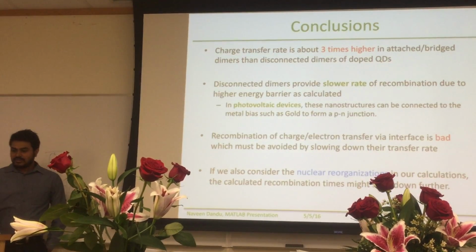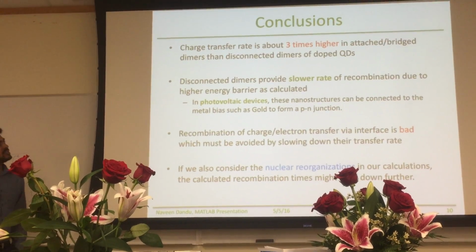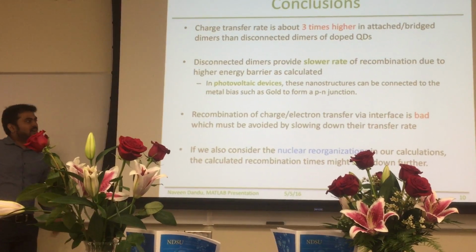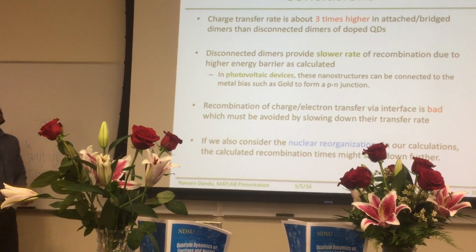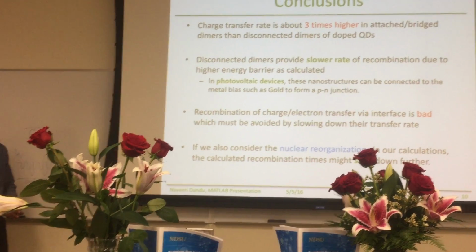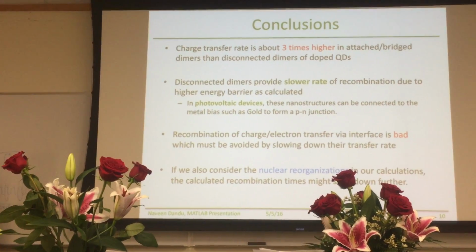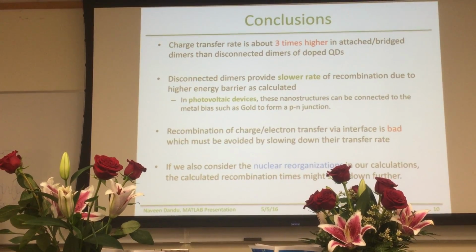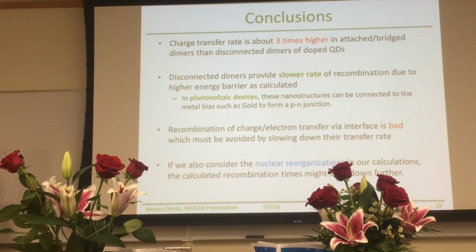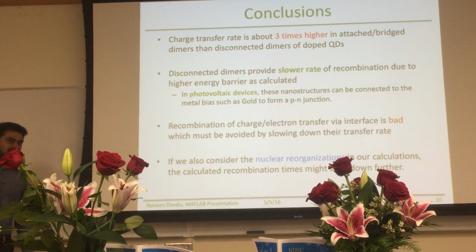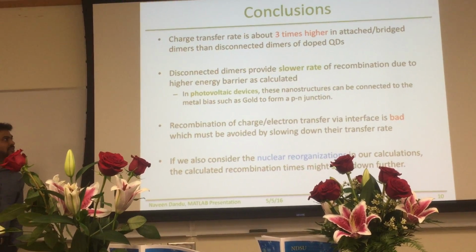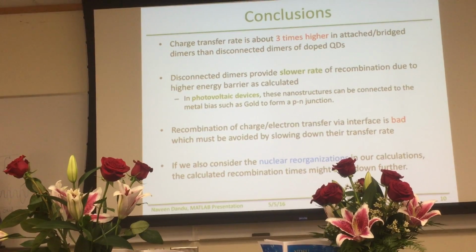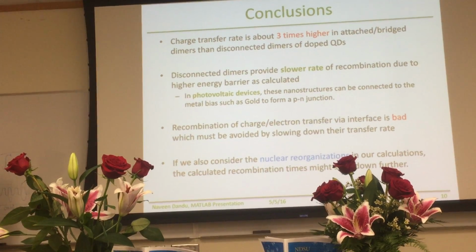With this, I would like to conclude with the following conclusions. The charge transfer rate is about 3 times faster for bridged dimers compared to the disconnected dimers. And the disconnected dimers have a slow rate of recombination because there is a high potential energy barrier, and because of this, they can be used in photovoltaic devices, and they can be connected to a metal bias such as gold.